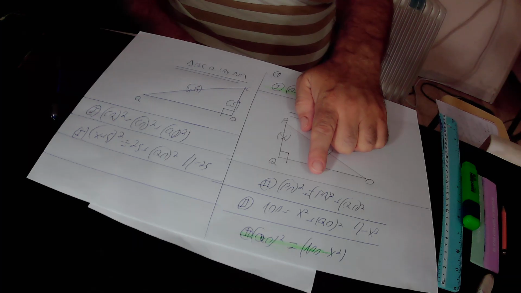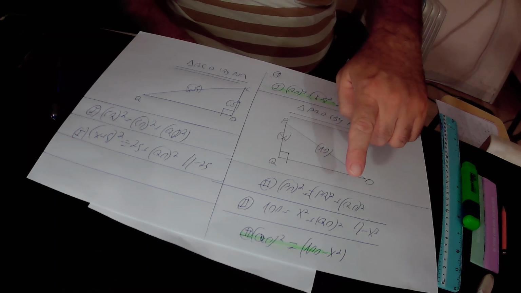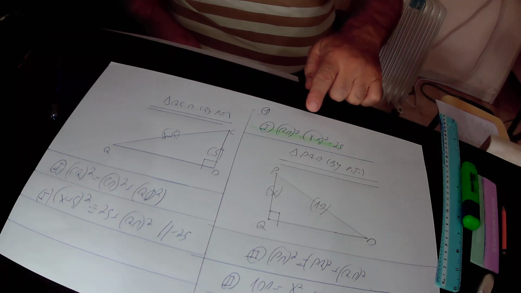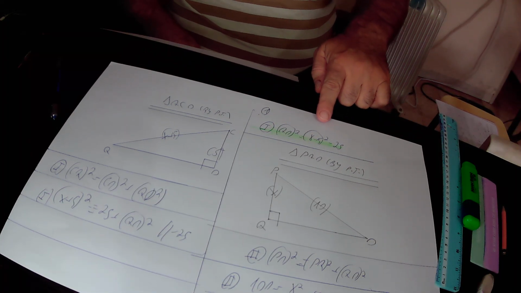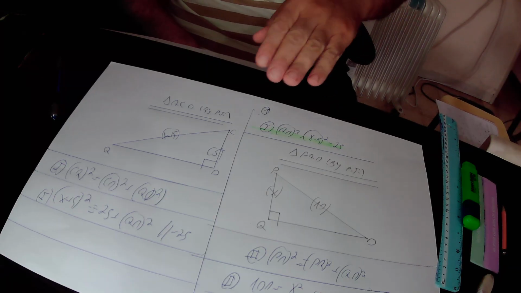Here we subtracted x squared from this equation, and finally found that according to equation 2, QO squared equals 100 minus x squared. According to equation 1, we found that QO squared equals (x plus 5) squared minus 25. So we have two different expressions for QO squared.